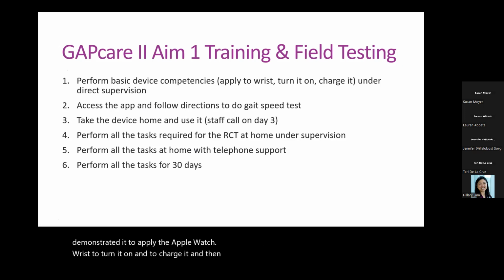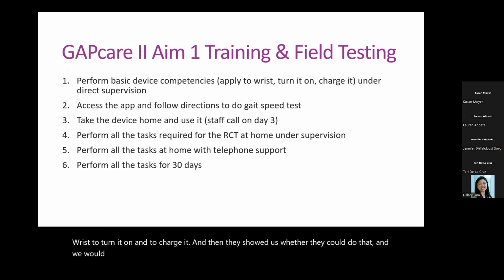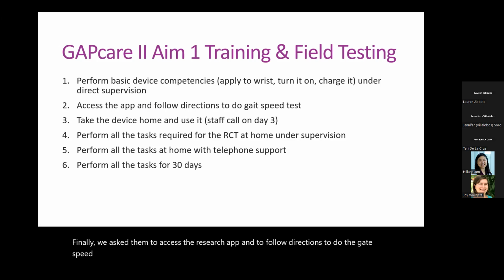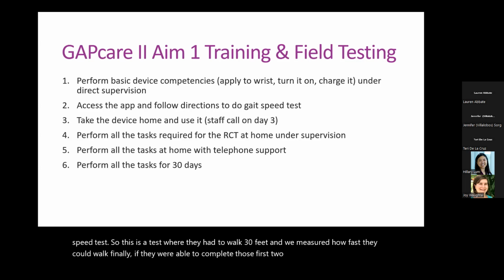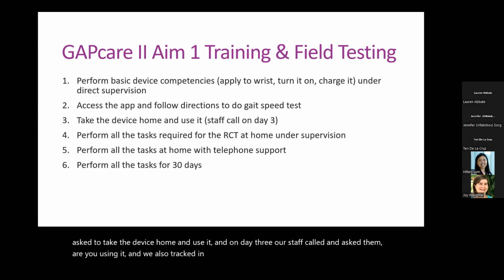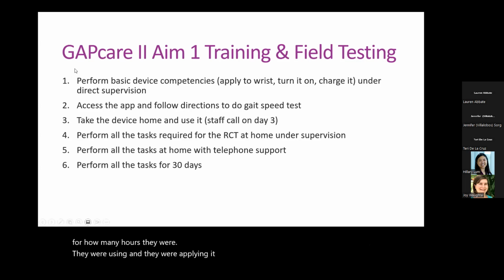And then they showed us whether they could do that, and we would track that in REDCap every single step. Finally, we asked them to access the Research app and to follow directions to do the gait speed test. So this is a test where they had to walk 30 feet and we measured how fast they could walk. Finally, if they were able to complete those first two steps, they were asked to take the device home and use it. And on day 3, our staff called and asked them, are you using it? And we also tracked in REDCap whether they were applying it every day and for how many hours they were applying it.